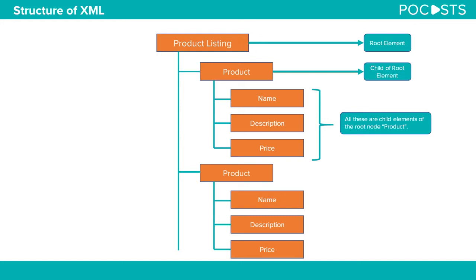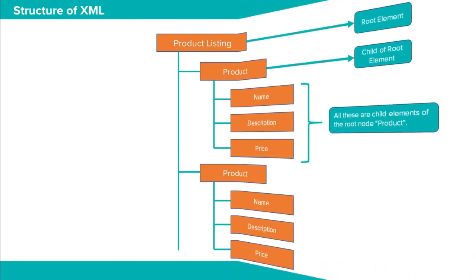When a child has another child, like name, description and price are the children of product, the product generally becomes the parent for name, description and price. So it's a hierarchy wherein when you want to refer to a particular node, you actually see whether you have child nodes in it or have a parent node to it. So let's try to display this product listing and a product with name in an XML file.